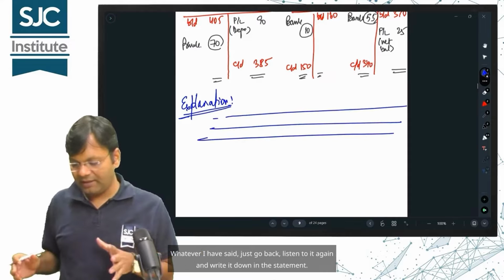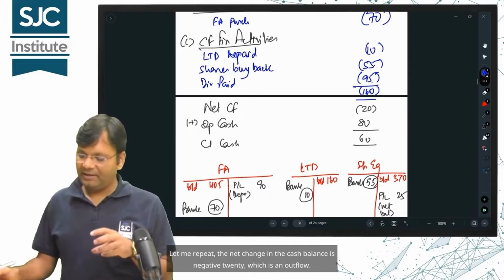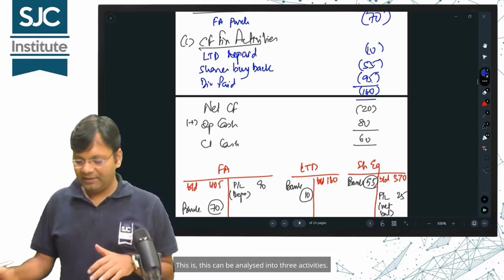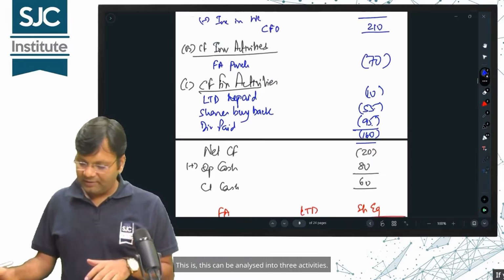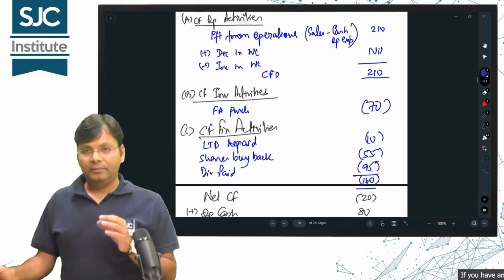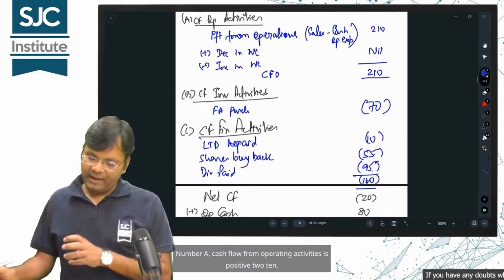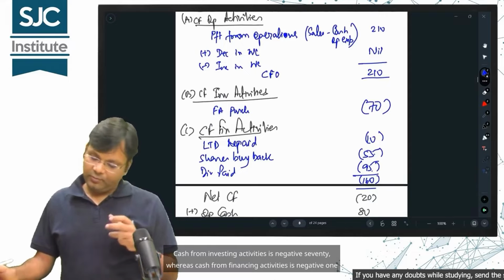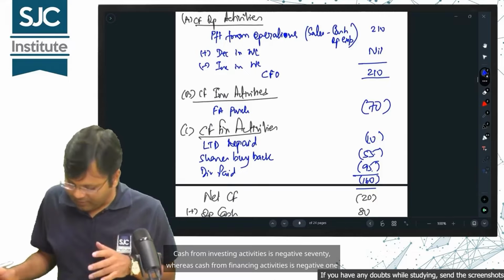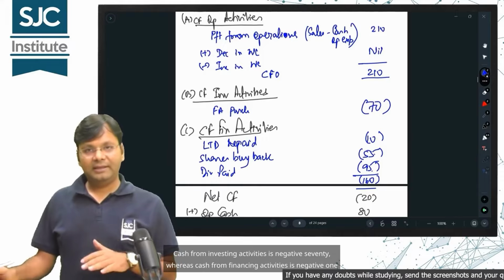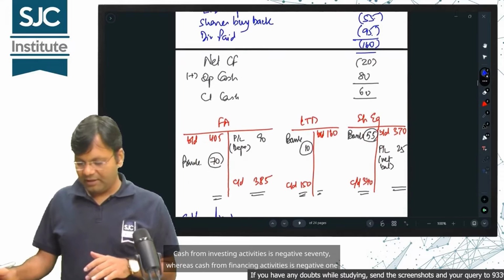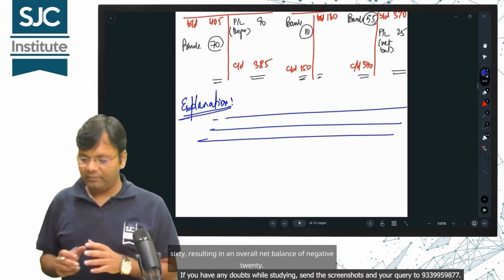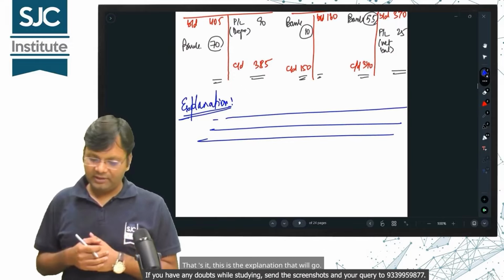Let me repeat, the net change in the cash balance is negative 20, which is an outflow. This can be analyzed into 3 activities. Number A, cash flow from operating activities is positive 210. Cash from investing activities is negative 70, whereas cash from financing activities is negative 160, resulting in an overall net balance of negative 20. That's it. This is the explanation that will go.